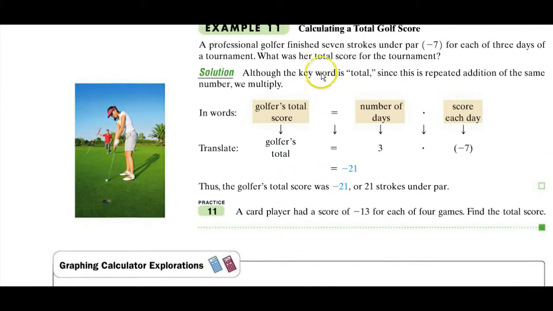And what do we have here? A little statement. A professional golfer finished 7 strokes under par. That would be a negative 7 for each of 3 days of a tournament. What was her total score for the tournament? Well, I don't know if that's going to be the total, but she is doing negative 21, so 21 strokes under par. All right, that doesn't tell you what they played, so that's why they have quotes around the word total.